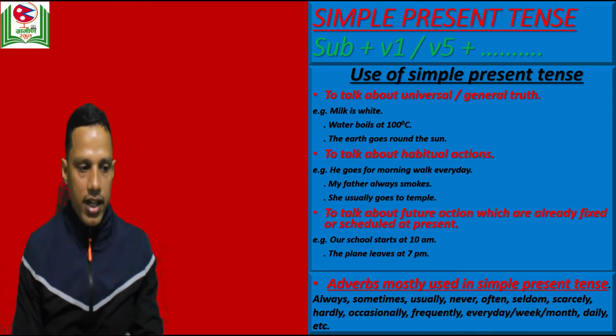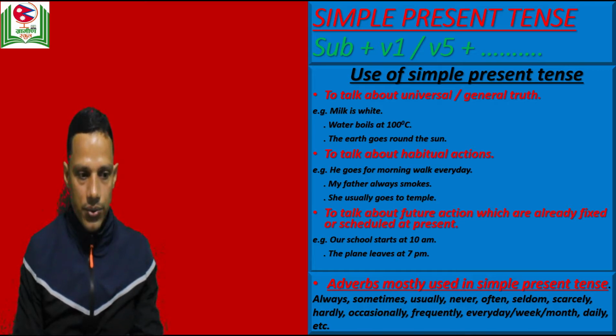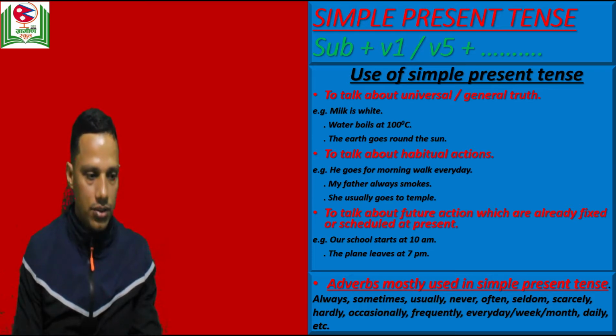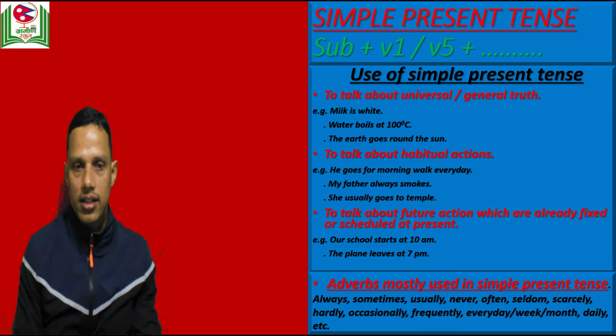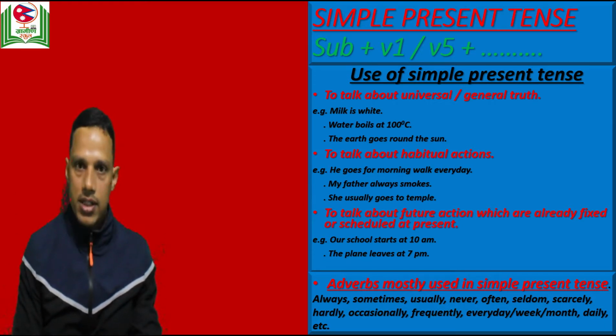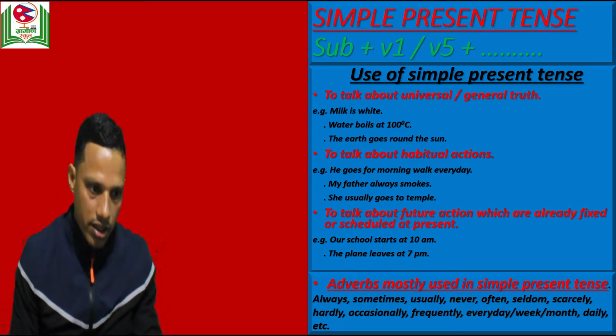Now, the next condition we have to talk about is future actions which are already fixed or scheduled at present. When we talk about future actions that have already been scheduled or fixed at present, we use simple present tense. For example, our school starts at 10 a.m. The plane leaves at 7 p.m. You can notice the verbs starts, leaves. This indicates the scheduled actions. So we use simple present tense to talk about such actions or events.